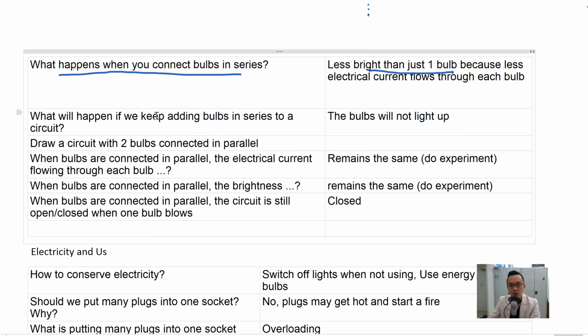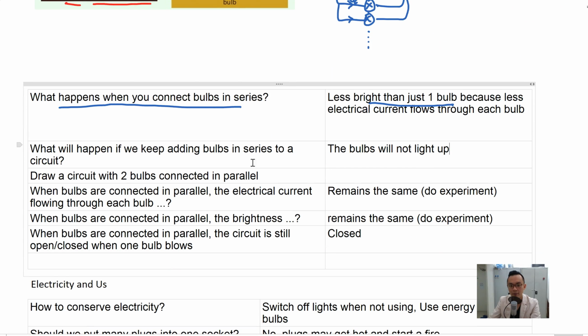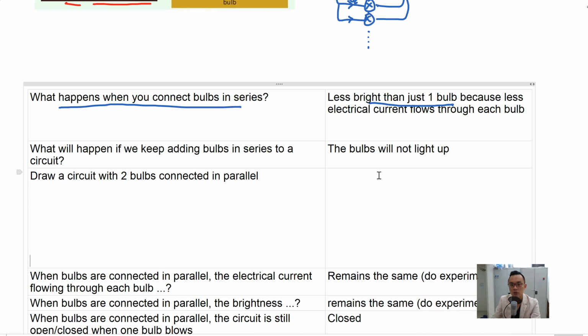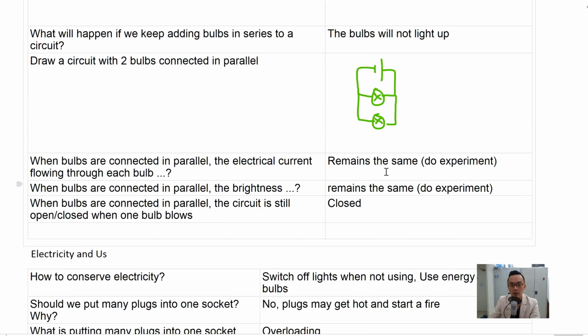So what will happen if we keep adding bulbs in series to a circuit? The bulbs will not light up. All right, so I've shown you over here, the bulbs will not light up because there will be no more current for them. Draw a circuit with 2 bulbs connected in parallel. All right, so let's just draw it. So 2 bulbs, you should know how to draw it by now. So a battery, 2 bulbs in parallel, and you connect it like that. Okay, so that's draw a circuit.